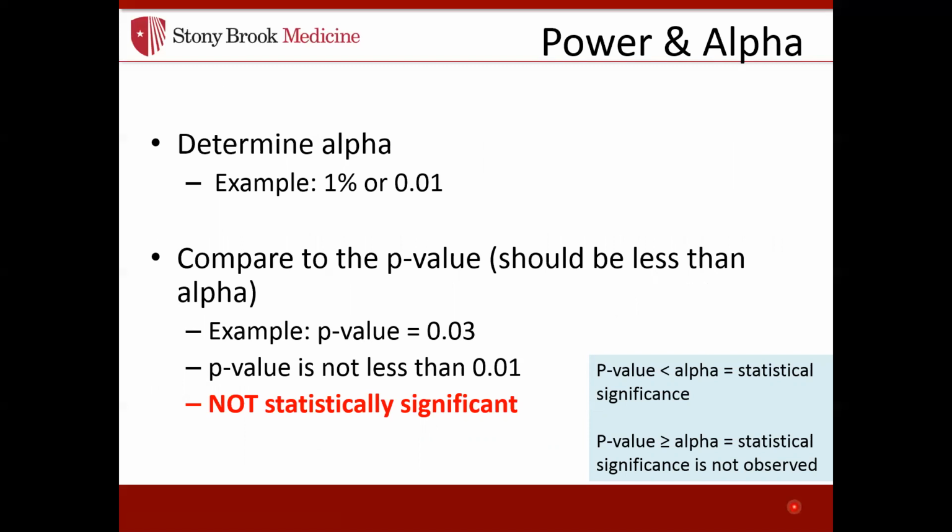A large p-value, so greater than 0.05, indicates weak evidence against the null hypothesis. So in this setting, if your p-value is greater than 0.05, you will fail to reject the null hypothesis. If your p-value is very close to the cutoff, so if it's around 0.05, it is considered marginal and could go either way. If it is less than 0.05, this is considered a statistically significant p-value.